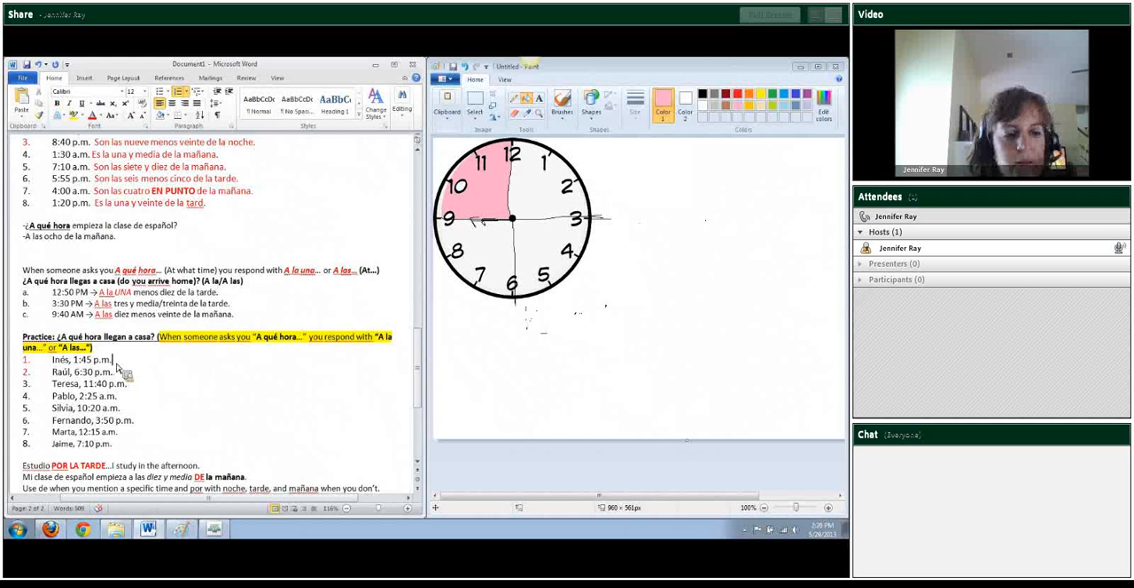So, for example, down here, it says, when do these people arrive at home? So if it's 1:45, it's almost 2 o'clock. So I'm going to say a, and because I'm going to say 2, even though it really is 1, if what's coming out of my mouth or what I'm writing on paper is going to be 2 o'clock, I can't use la, I'm going to use las. And then I'm going to say dos menos cuarto, because it's actually taking me 15 minutes to get to the next hour. So a las 2 menos cuarto de la tarde. And that's saying at 1:45 in the afternoon.